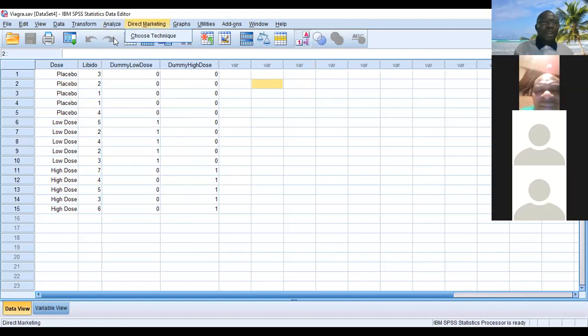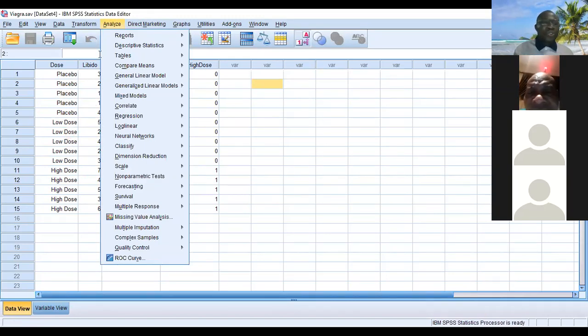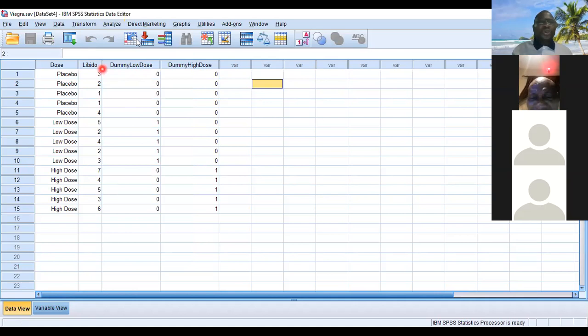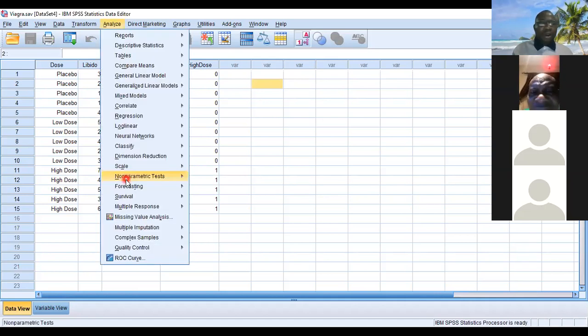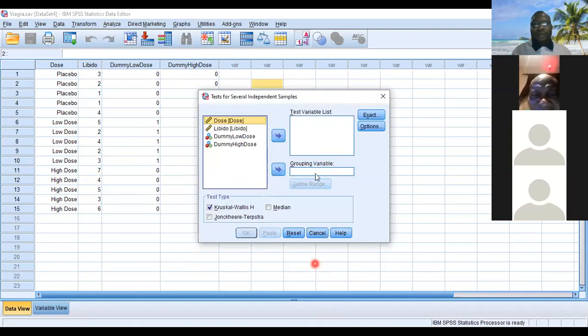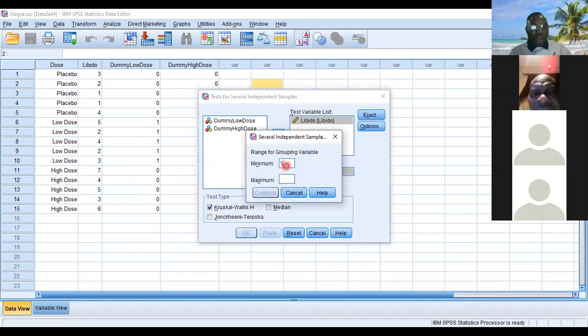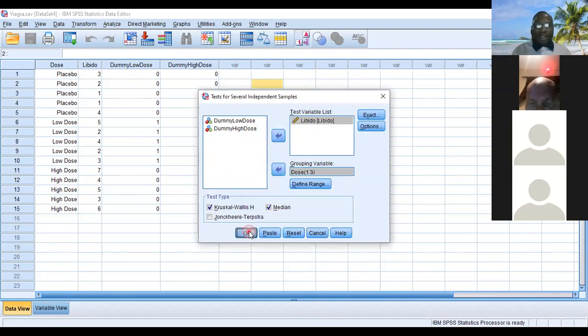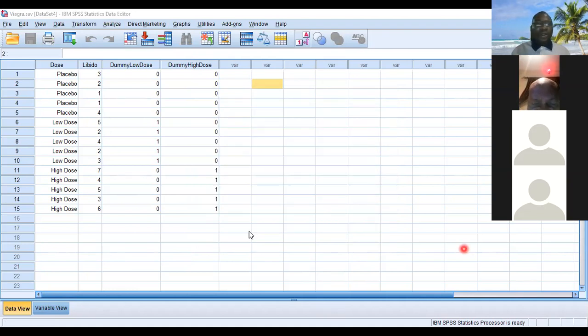You see 3 groups: placebo, low dose, high dose, and this is the libido. So we want to see Nonparametric, K Independent Samples. Libido, move it here. Dose is the group variable. Define range 1 to 3 because you coded 1 to 3. Look at it now. Median, Kruskal-Wallis. You click. Kruskal-Wallis is significant. Can you see?